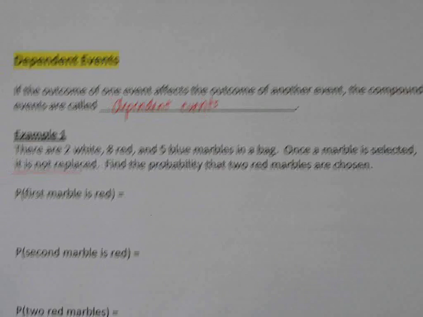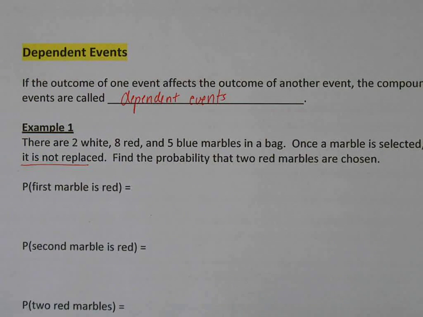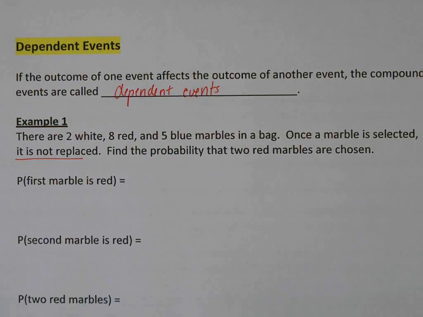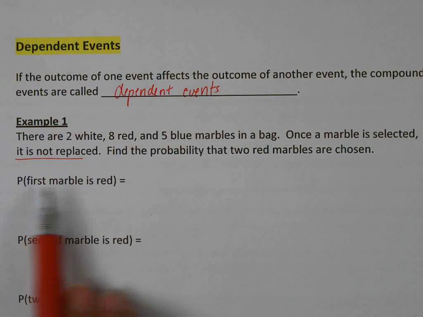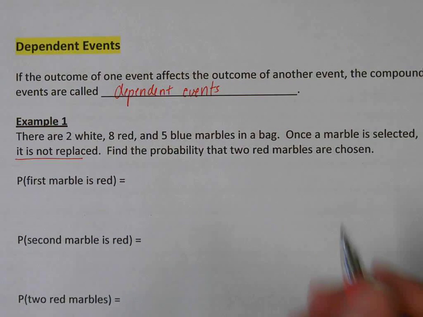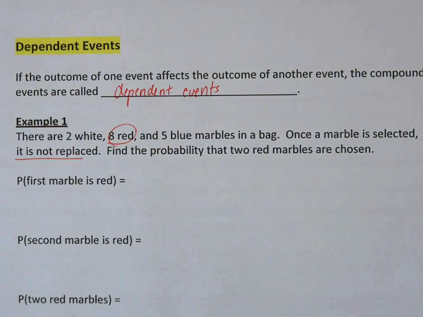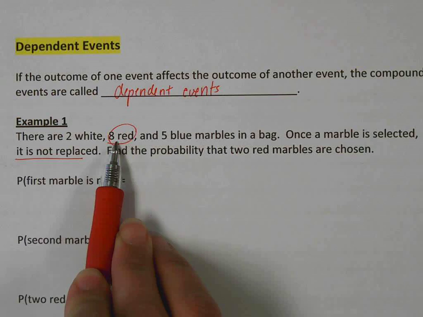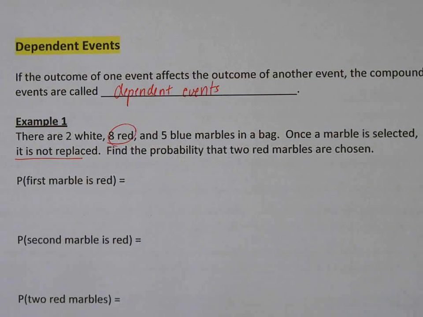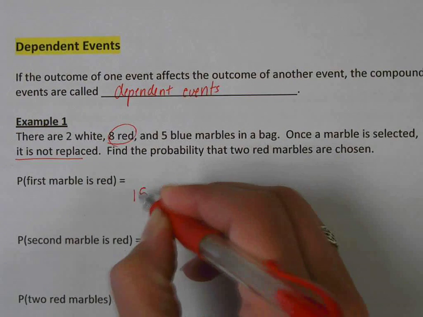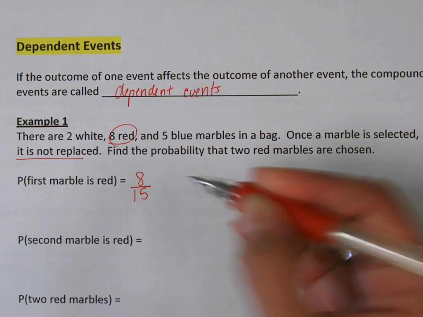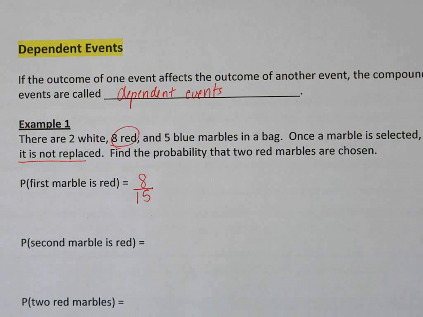So just like what we've done previously, we're going to find the probability of each event and then multiply, but it's going to be a little different how we find the second event. So the probability that the first marble is red. I have 8 red marbles out of, that's 2 plus 8 is 10, plus 5 is 15. So I have a total of 15 marbles, and 8 of those are red. 8 out of 15.